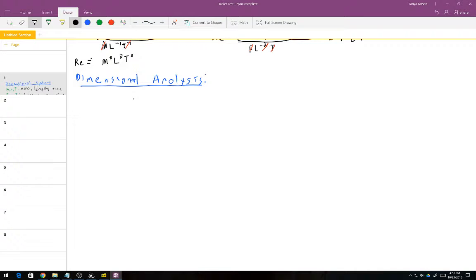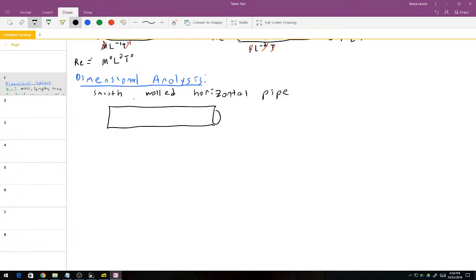So let us consider a system, and say we have a smooth-walled horizontal pipe. And let's say that I want to measure some property of this. For example, I want to measure the pressure drop per unit length of this pipe. I'm going to be working through this example through a few slides here. So let's say we have a smooth-walled pipe, and I want to look at the pressure drop or head loss per unit length of this pipe.